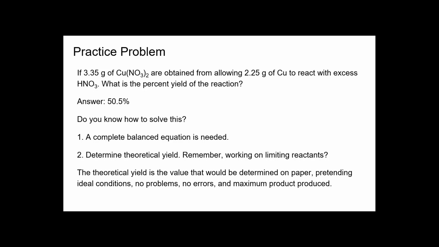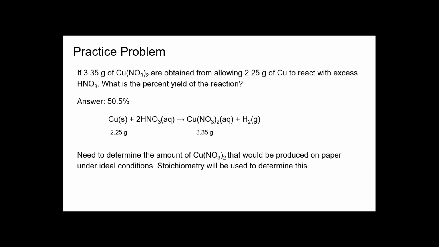So if we are given the actual, and the actual is the 3.35, we have to determine the theoretical. I have actually completed the balanced equation for you, and what I normally do, and I still do it, is exactly what you see here. I pull the mass amounts that are given to me for an equation, and I put them directly under that compound so that I can see what I have and what I need. In this case, we only care about what's involved with copper. The nitric acid is in excess. I could write excess underneath it, but we don't need it. And the hydrogen gas that's emitted, we don't need that either.